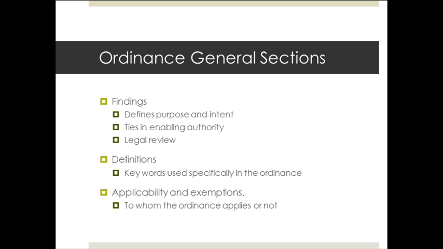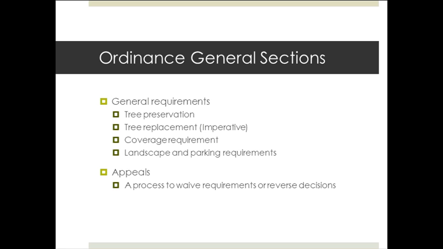So we've talked about findings, definitions, and applicability and exemptions. The next set of general sections include general requirements. That was the third column in the spreadsheet that I just showed you. And these requirements generally pertain to tree preservation, replacement, coverage requirements, and hopefully, I'd like to see ordinances also having landscape and parking lot requirements.